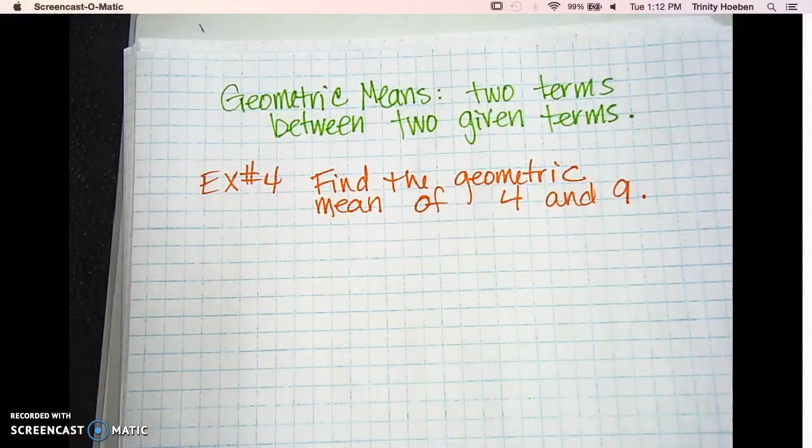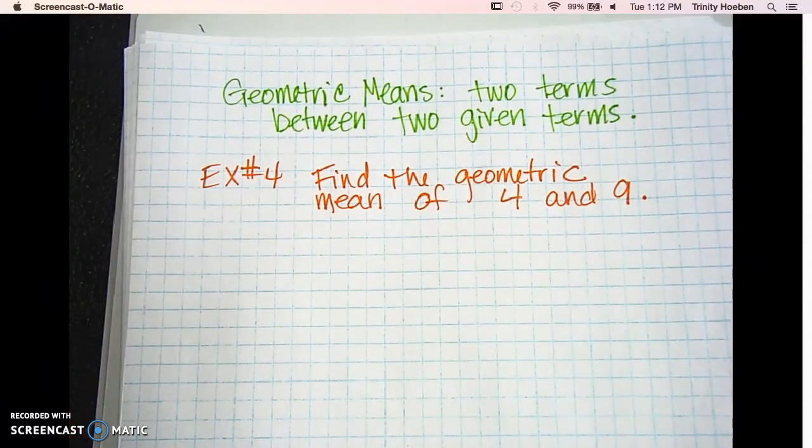All right, so the last thing we're going to talk about is the geometric mean. Yesterday we did the arithmetic mean, right?